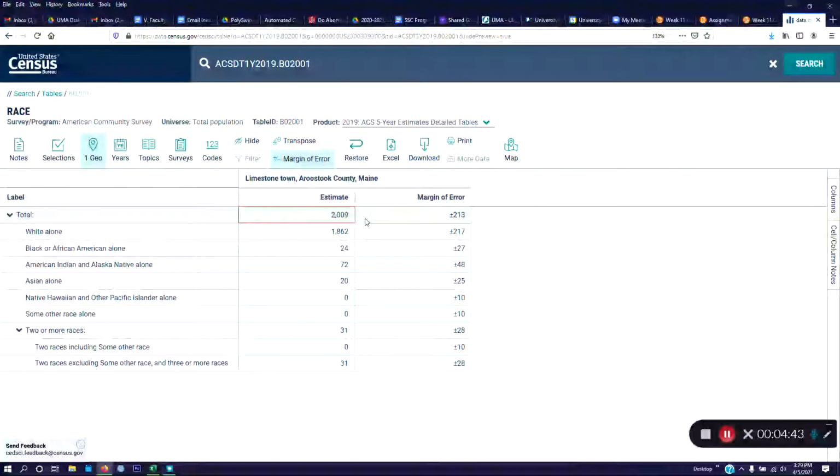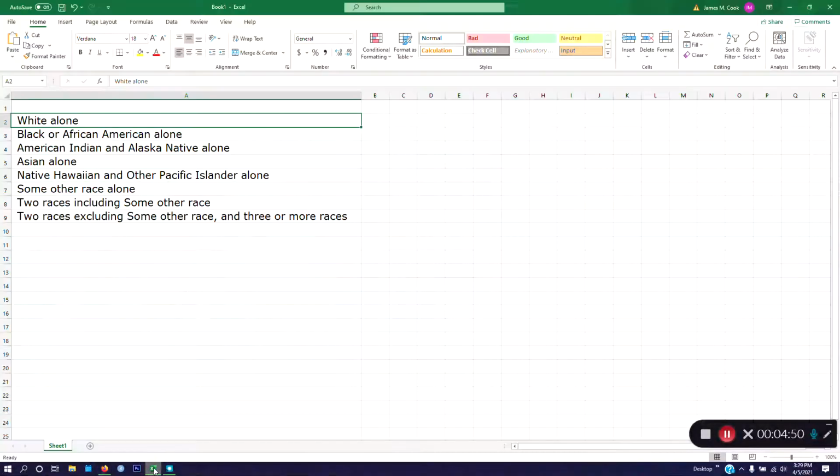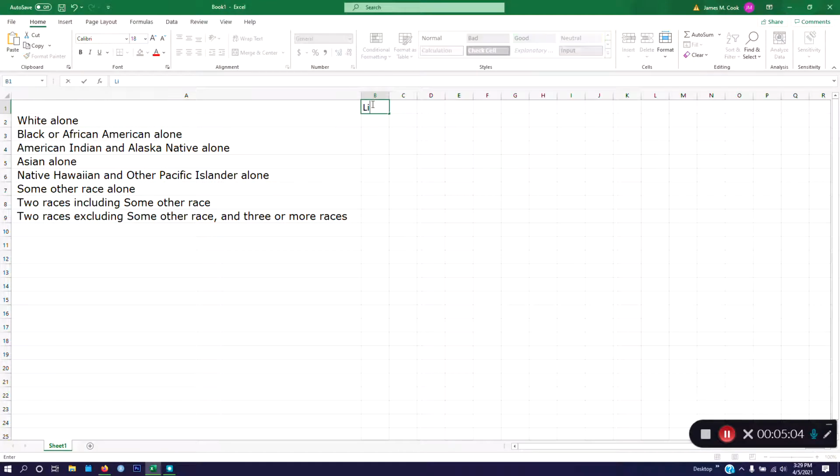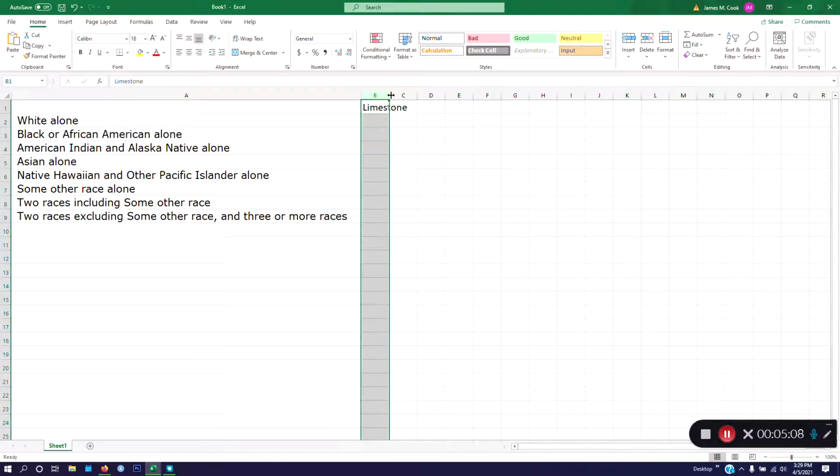Now, what I'm going to ask you to do is to copy this information over into a spreadsheet. I have Microsoft Excel, which everyone here at this university has access to for free. If you don't know how to get it for free, get in touch with me and I'll show you how. But we're going to start with Limestone here. Okay, and we're going to start with counts.